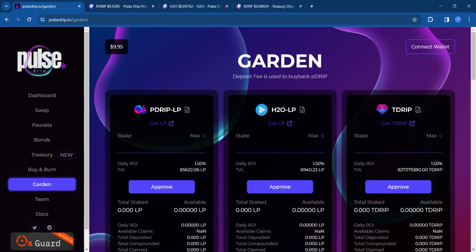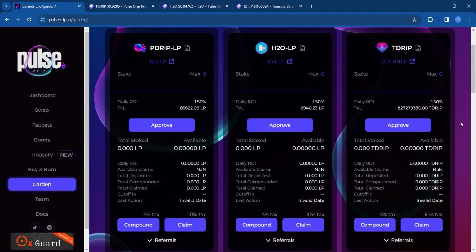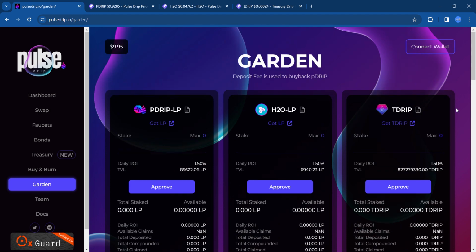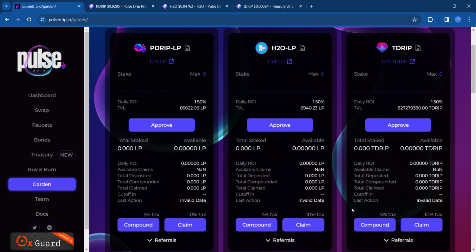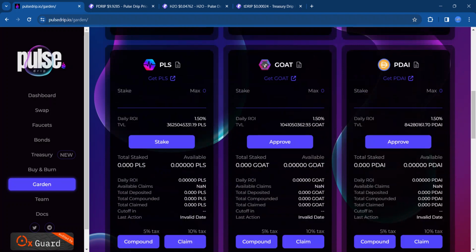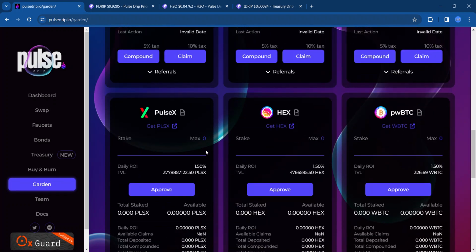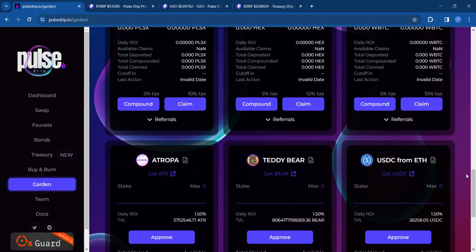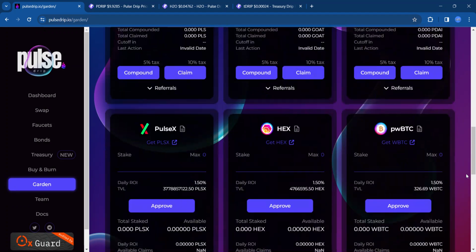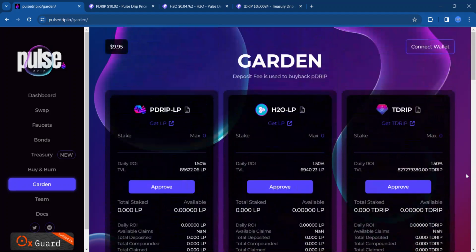Now, when you stake in a garden, it is locked up, but you will get Fed rewards and the deposit fee is used to buy back PDRIP, right? So 7% is used to buy back PDRIP, which has that constant buy pressure. And then if you claim, 3% goes back to buyback. So there's a lot baked into this system, in which you can earn passively.